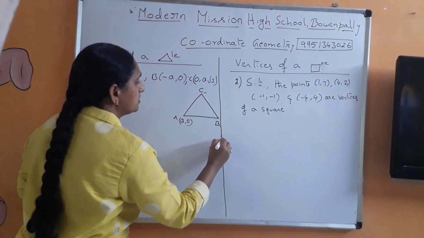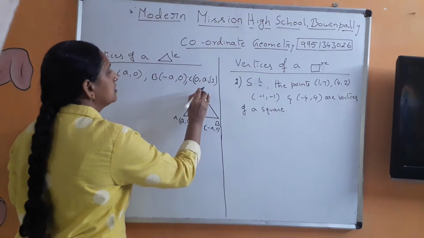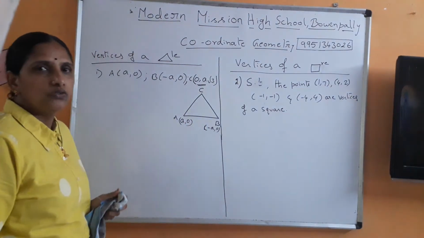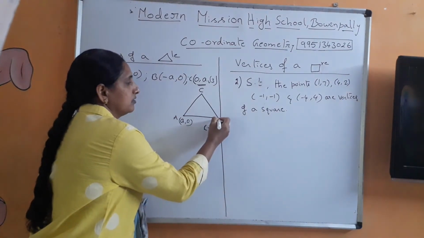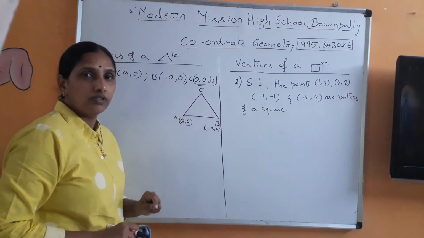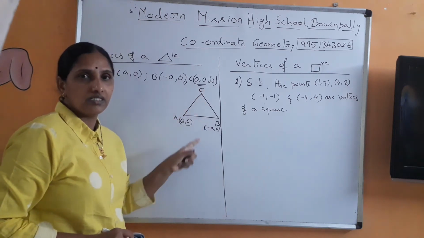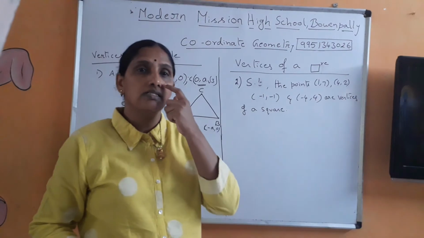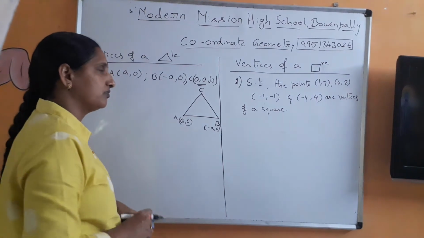So B is minus a comma 0, and C is 0 comma a root 3. These are called vertices, the points between which the sides of the triangle are formed. The point of intersection of two sides of a triangle is each vertex. Now the point here is to verify whether the given points can form vertices of a triangle.